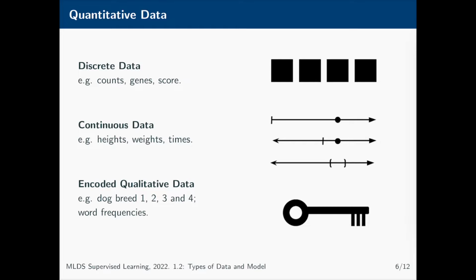The final way in which quantitative data can arise is through the encoding of qualitative data. For example, the coding of 4 different dog breeds as the numbers 1 through 4, or through the summarization of unstructured data, such as free-form text, as a collection of word frequencies.